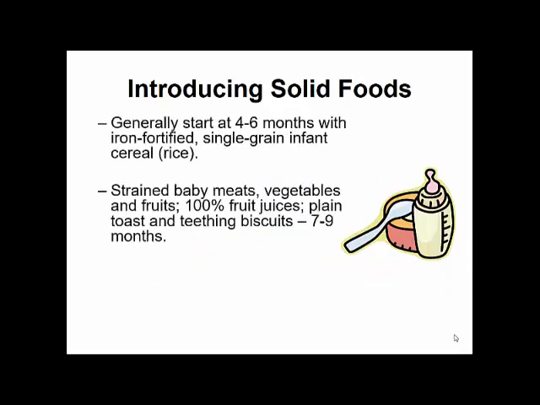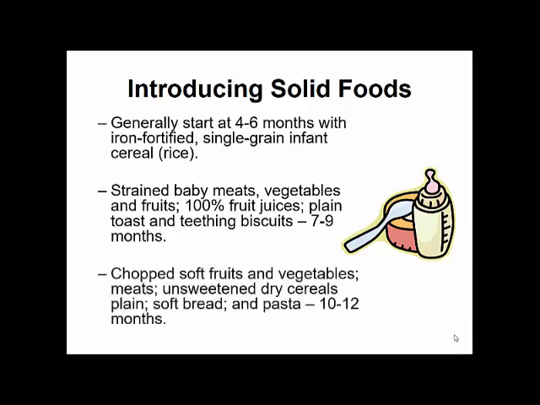Introducing solid foods. Generally start at 4 to 6 months with iron-fortified single grain infant cereal such as rice, strained baby meats, vegetables and fruits, 100% fruit juices, plain toast and teething biscuits. At 7 to 9 months: chopped soft fruits and vegetables, meats, unsweetened dry cereals, plain soft bread and pasta. Then 10 to 12 months.